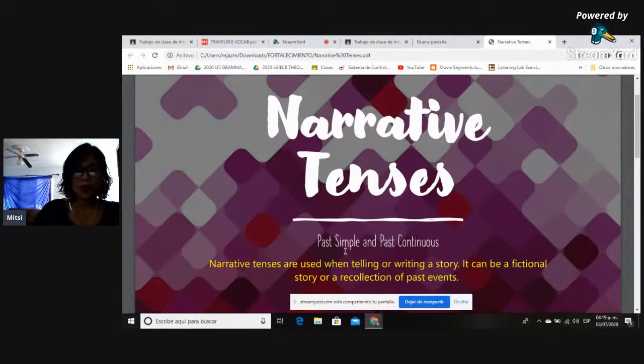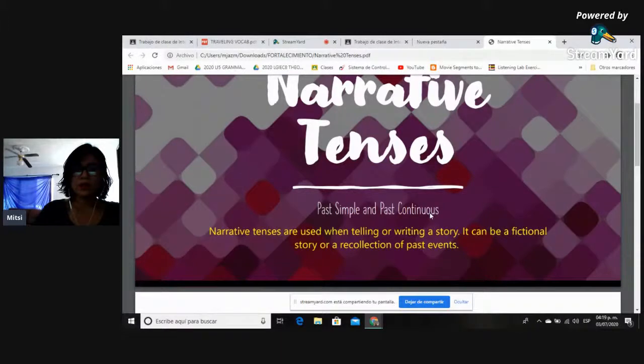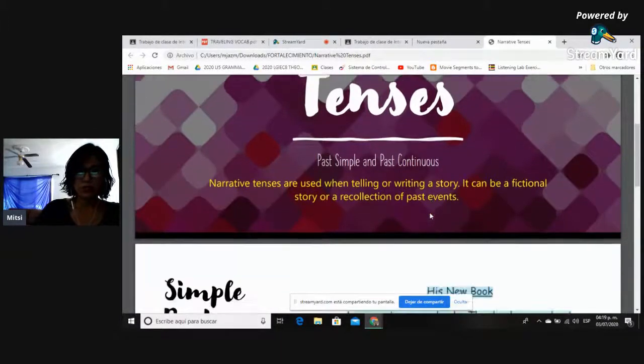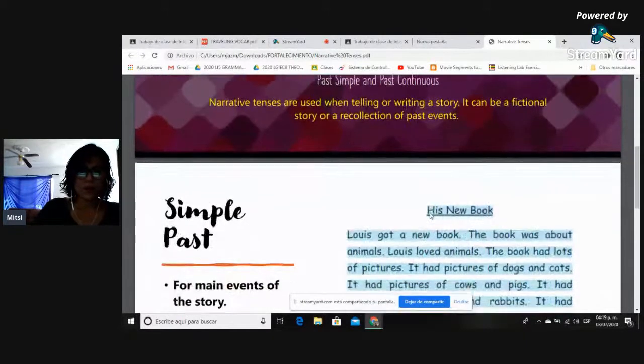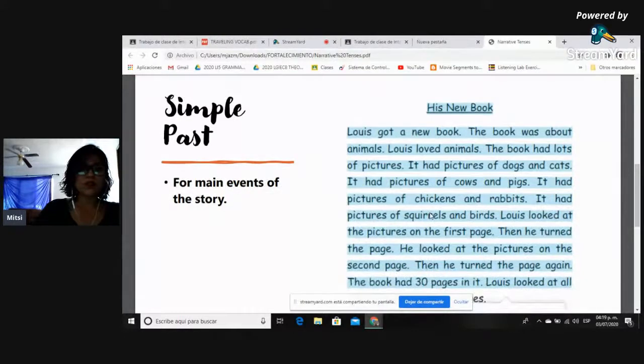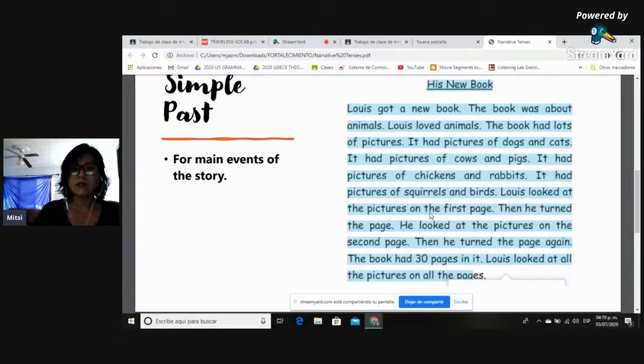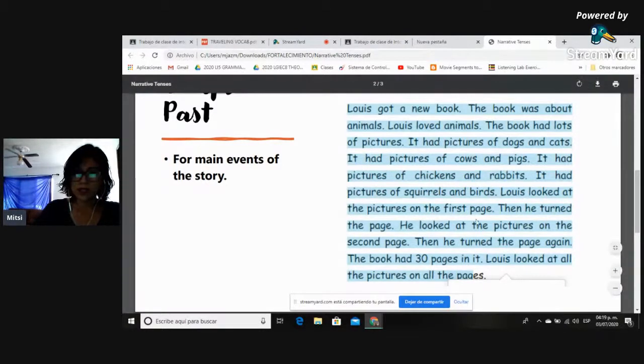So, it is important to know that there are more narrative tenses, but in this case, we're going to use only two. We're going to be using the simple past. And the simple past is used for many events of the story, events that happen in the past, obviously. Here we have a short story as an example on how to use the simple past. All of the sentences that we can see here are in simple past.